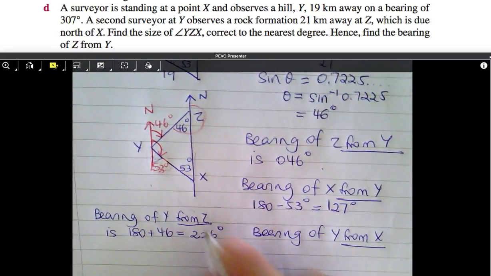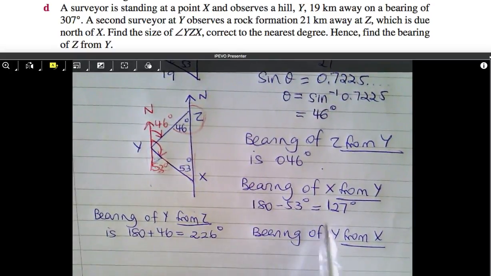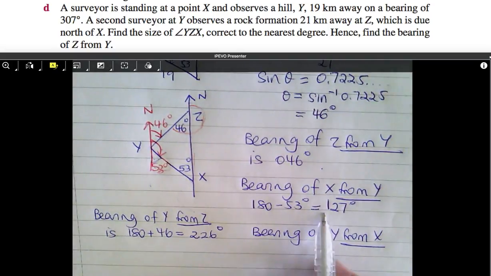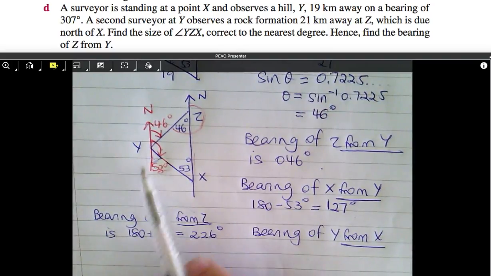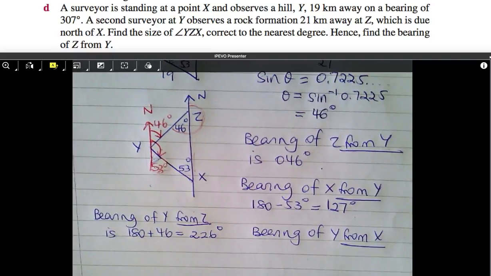I could also ask you the bearing of Y from X. You can use the diagram if you want, or you can just use the trick method, which is what? If the bearing of X from Y is 127, what's the bearing of Y from X? It's the opposite direction. Would you subtract 180 to that number? No. So it should be 180 plus that, which is 307. Let's have a look. Actually, they gave you that bearing in the question. Can you see it? But notice it's 307.